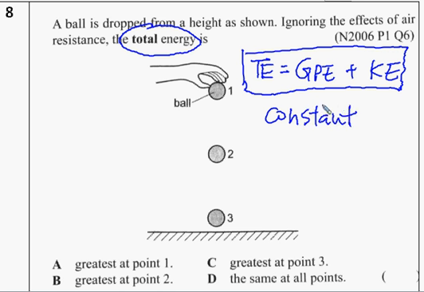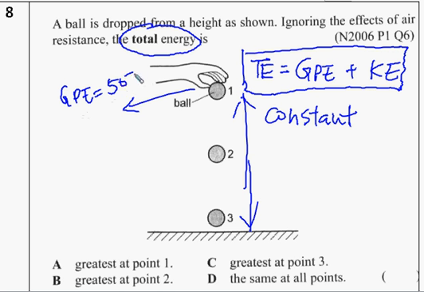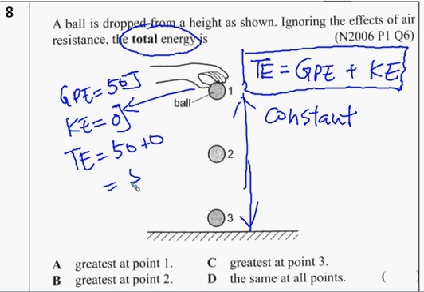What does it mean by constant? For example, at point A I have the greatest height difference from the bottom. Say my GPE is equal to 50 joule. When I'm holding it, because it's not moving, my KE will be 0 joule. So the total energy is the sum of these two energies. 50 plus 0, I get back 50 joule. So this is for position 1.